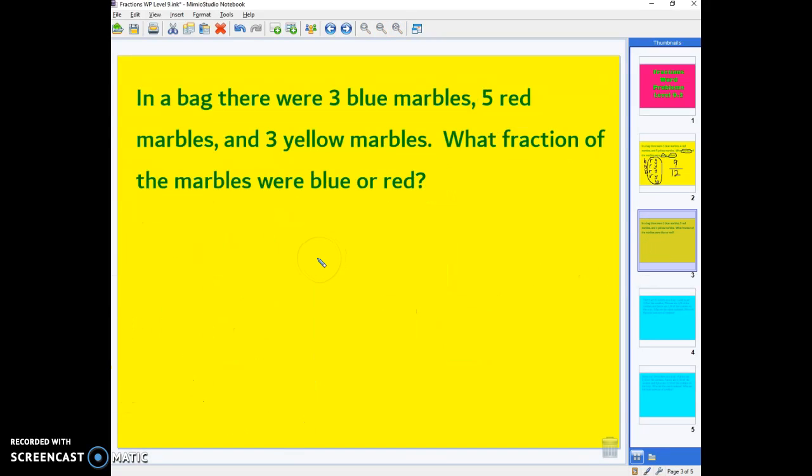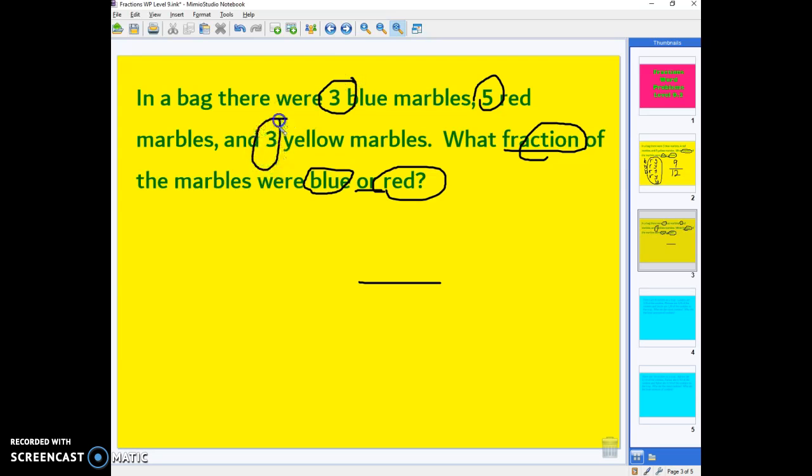In a bag there were 3 blue marbles, 5 red marbles, and 3 yellow marbles. What fraction of the marbles were blue or red? Well, you could draw it out again, or you could just add it in your brain. So you know you're going to have a fraction because it's telling you right there, fraction of the marbles were blue or red. So I'm worried about them all to find the denominator. I've got to add all of these together. So 3 plus 3 is 6, plus 5 gets you 11. So I've got 11 marbles total, and that's going to be my denominator, my bigger number there.